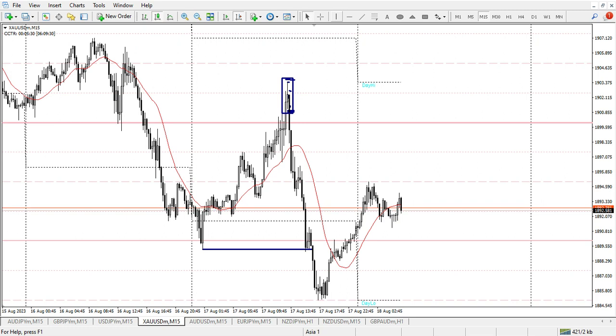The Asian session is opening. I don't care about it. I don't care about what it does. If I missed, I missed, but I don't want to be in it because I want to look for the US session.